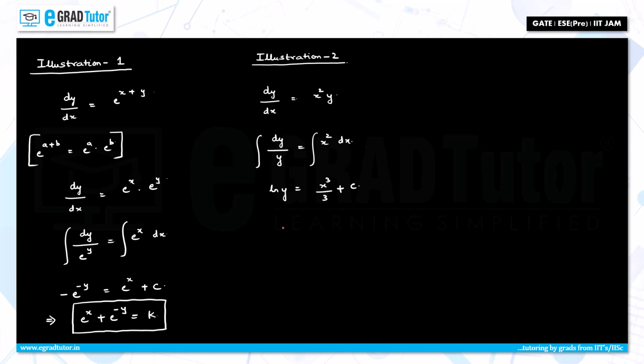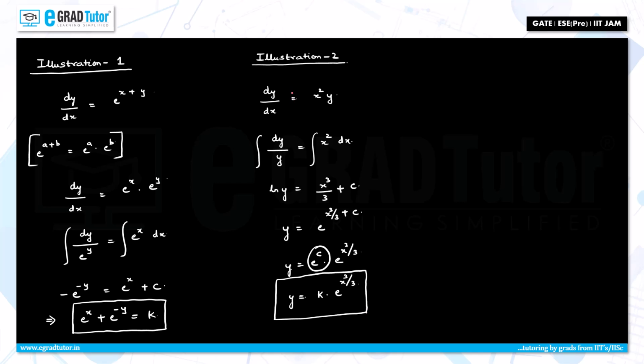This is nothing but y is equal to e power x cube by 3 plus c. So y is equal to e power c into e power x cube by 3. e power c is a constant. Therefore, y is equal to some k times e power x cube by 3. This is the solution to the given differential equation.